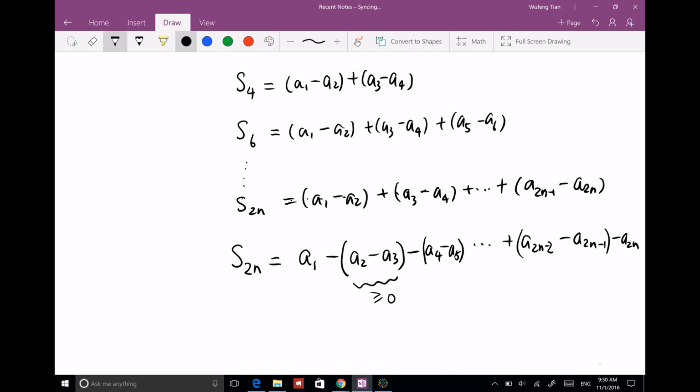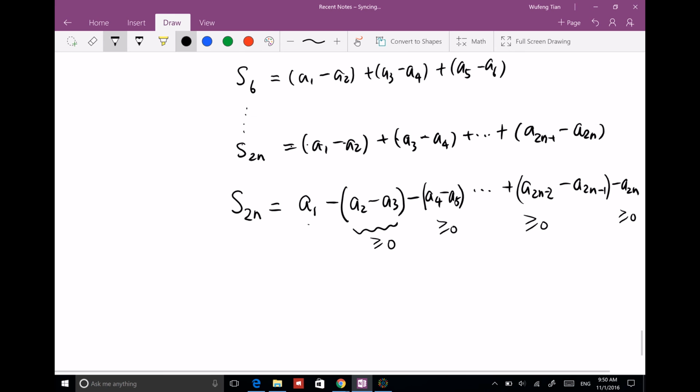Okay. So this is greater than or equal to 0. Now a1 minus a number, and all of these differences are greater than or equal to 0. If a1 minus all of these numbers, now I want you to compare S_2n and a1. Yeah, just S_2n and a1.